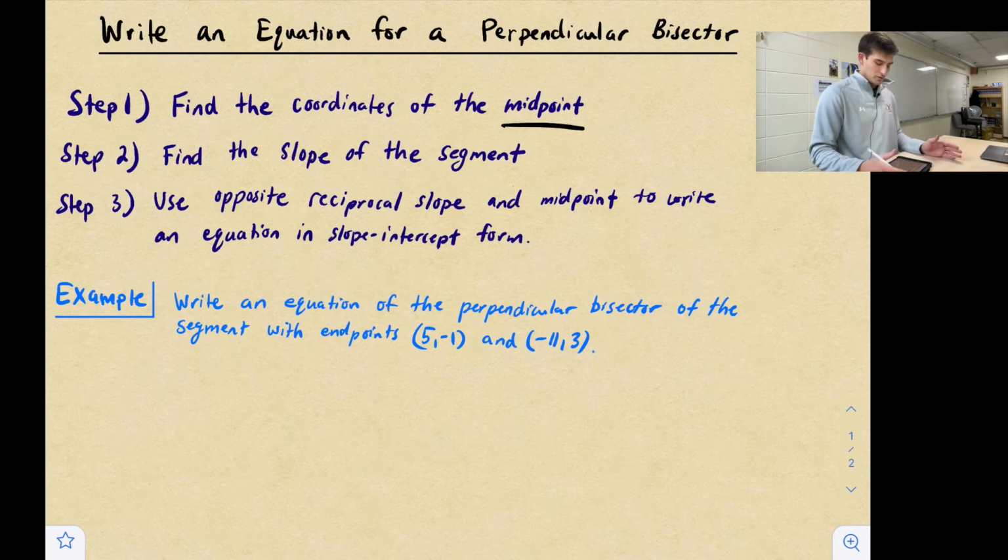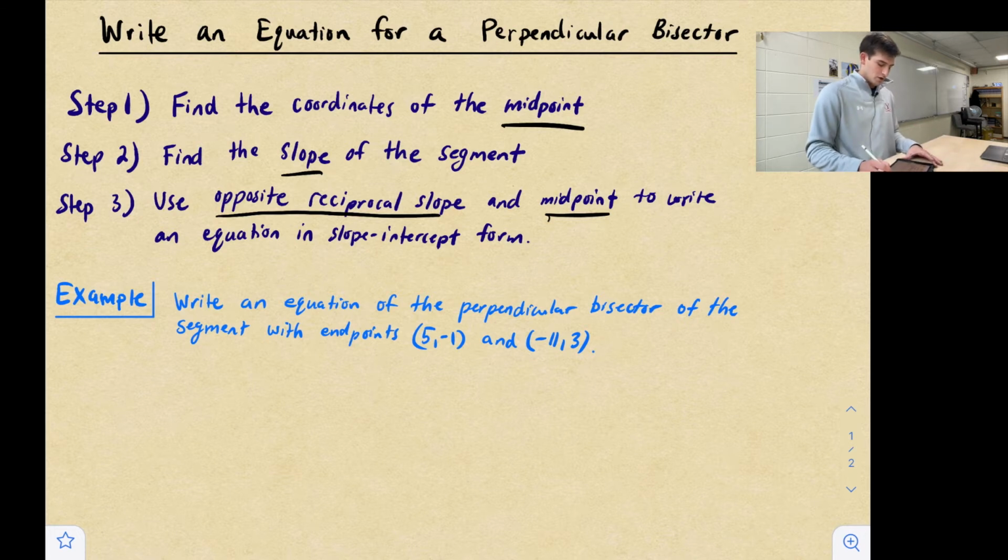Step two now, perpendicular, right? We know it has to form a 90-degree angle with the segment. So we have to find the slope of the segment so that then we can apply how perpendicular lines and slopes are related. And we know that two lines that are perpendicular have opposite reciprocal slopes, okay? So we're going to find the midpoint, then we're going to find the slope, and then we're going to use the opposite reciprocal slope and the midpoint to write an equation in slope-intercept form, okay?